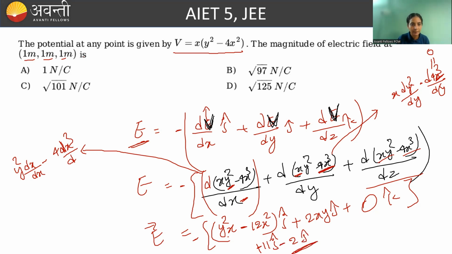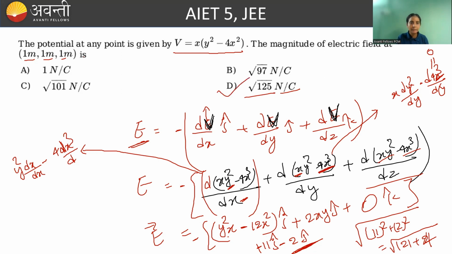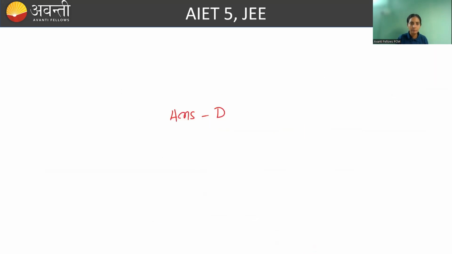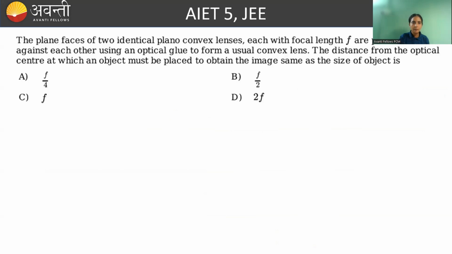If you're going to calculate its magnitude, this is a vector, you need to add the vector. So how you will add the vector? 11 square plus 2 square. And how much it will become? 121 plus 4. So this is equal to root under 125 Newton per coulomb, that is unit of electric field. So correct answer will be what? D. I hope it is clear.